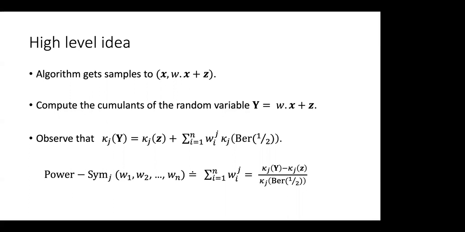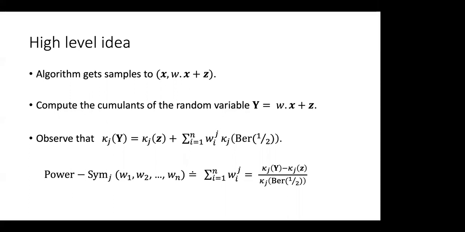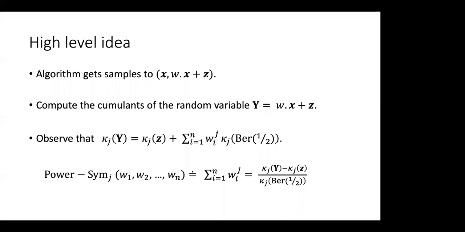What j does this hold for? Can this hold for any integer j? Yes, for any non-negative integer. Does 0 count? I don't know what the zeroth cumulant would be. So j greater than or equal to 1.